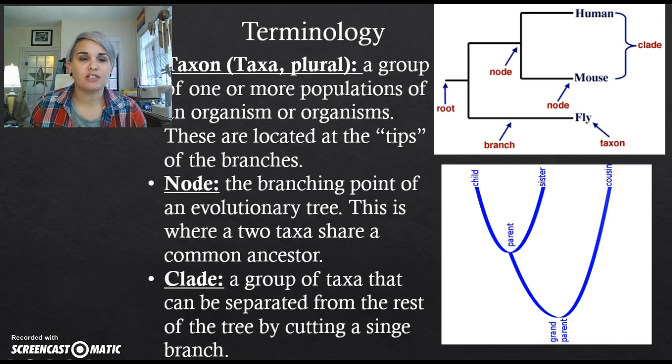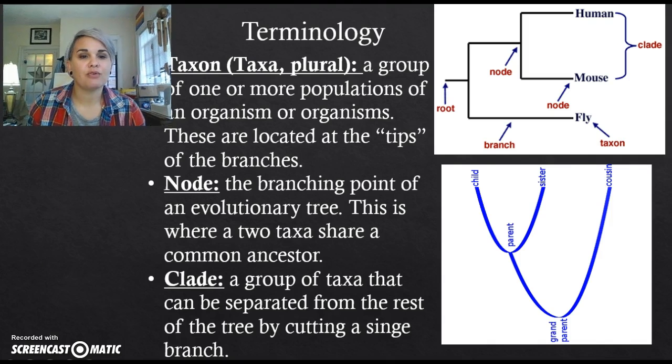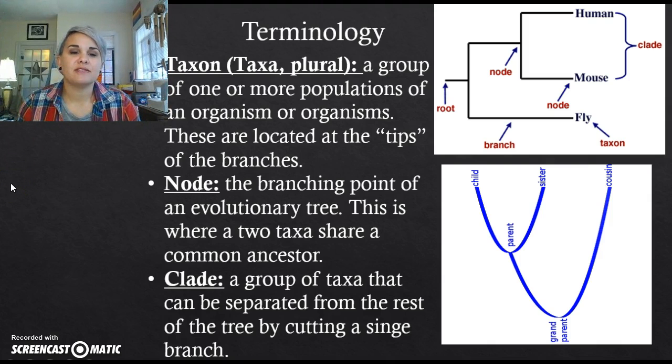So we've got some terminology here, and the first one that we have is taxon, or the plural form is taxa. This is a group of one or more populations of an organism or organisms. These are located at the tips. So in this case, on the top graph here, we have human. Human would be a taxon. Mouse would be a taxon. Fly is a taxon.